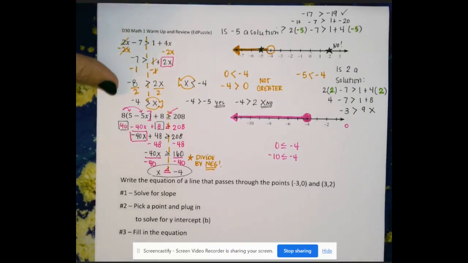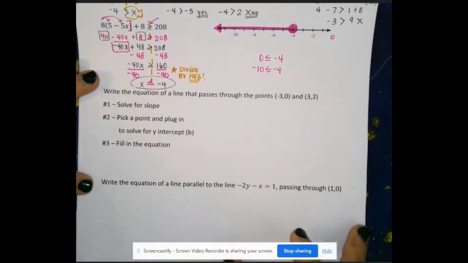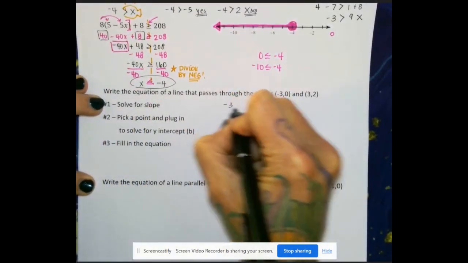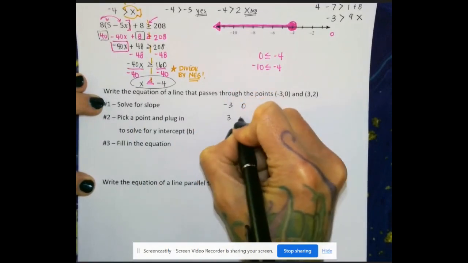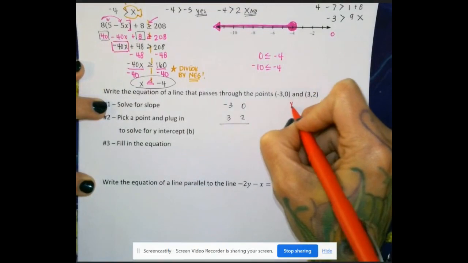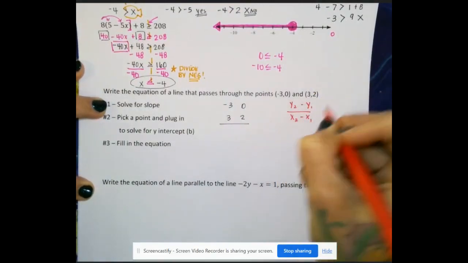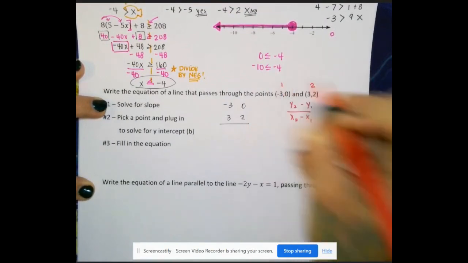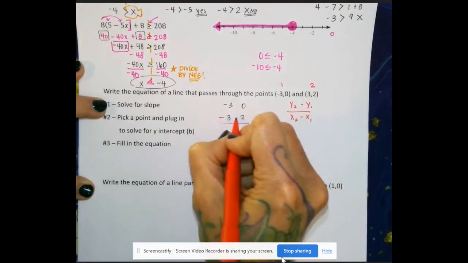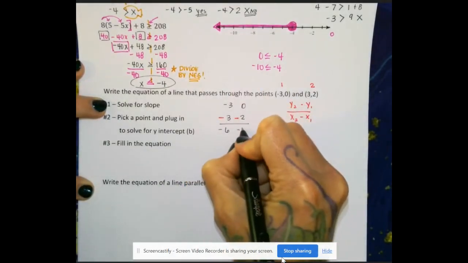Working back, so write an equation of a line that passes through the points (-3, 0) and (3, 2). This is review. So first we have to solve for slope. I like to stack my coordinates as is, as we talked about, or if you want to use your formula, it's y2 minus y1 over x2 minus x1, calling this the second set and this the first set. But if we stack them, we're going to subtract both sides. That's going to give me a -6 and a -2.